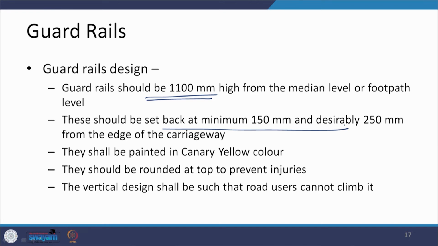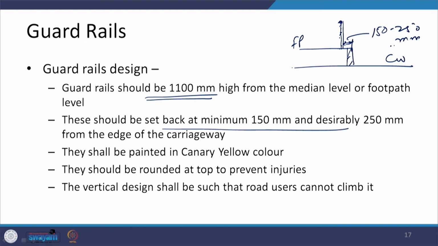the carriageway. So, if I have this as a carriageway and this is my curb stone and I have a footpath here and I am going to provide a railing, say something like this, rounded on this one. So, this is my railing. So, this setback which we are going to talk about, this setback is what we are talking as 150 to 250 mm. So, that is what should be there.